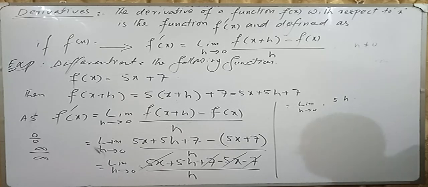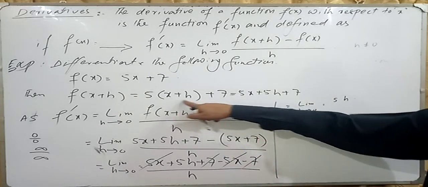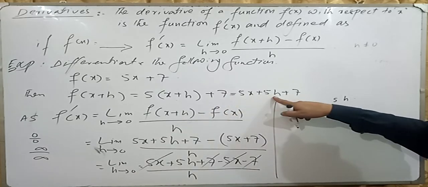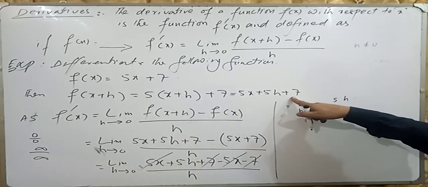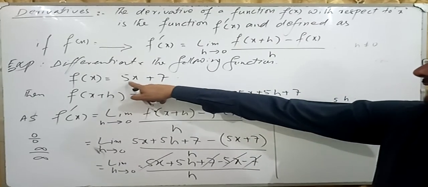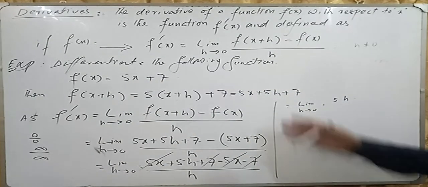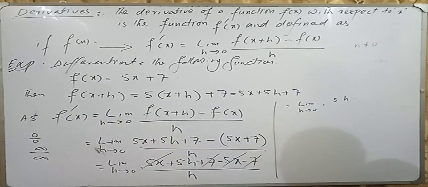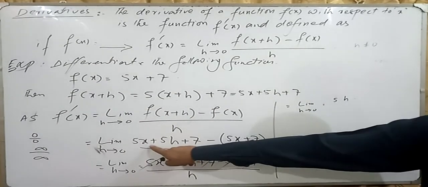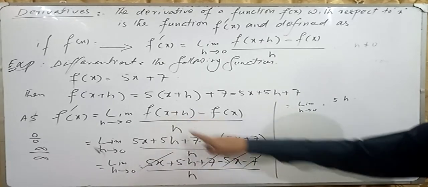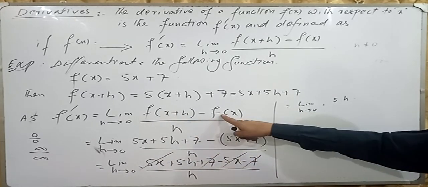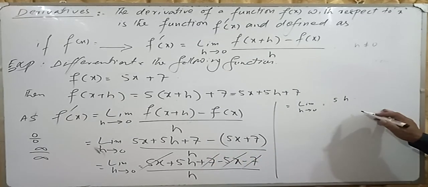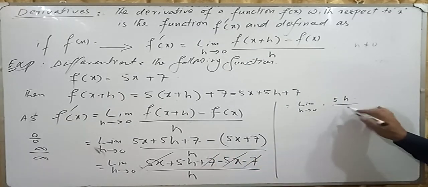Let me check it again. x plus h and plus 7. So 5x plus 5h plus 7. And in the given function we have 5x plus 7. So when we replace these two values, what we have is 5x plus 5h plus 7, minus, instead of f of x, 5x plus 7, and divided by h. So 5h we have remaining, and divided by h.